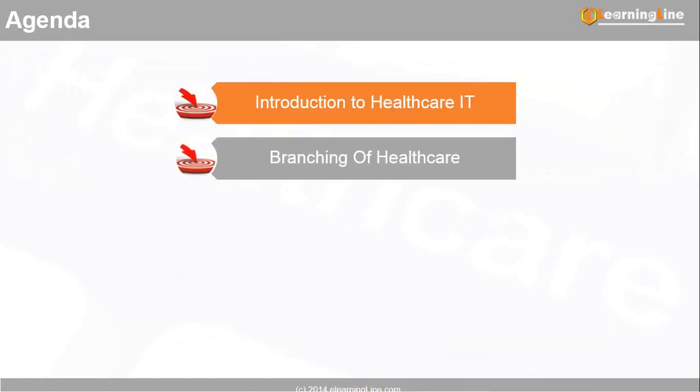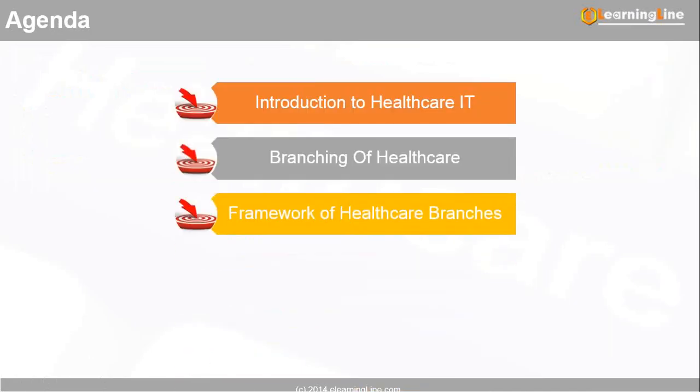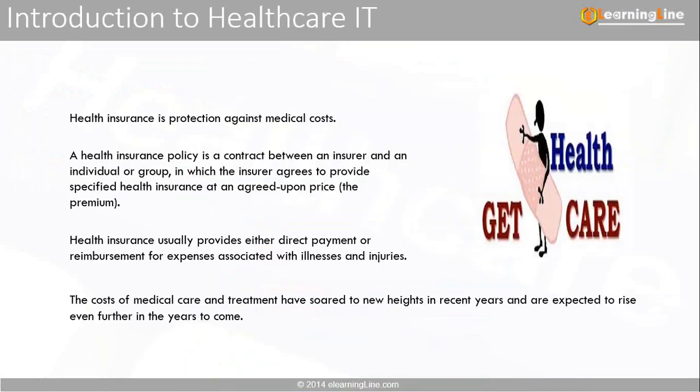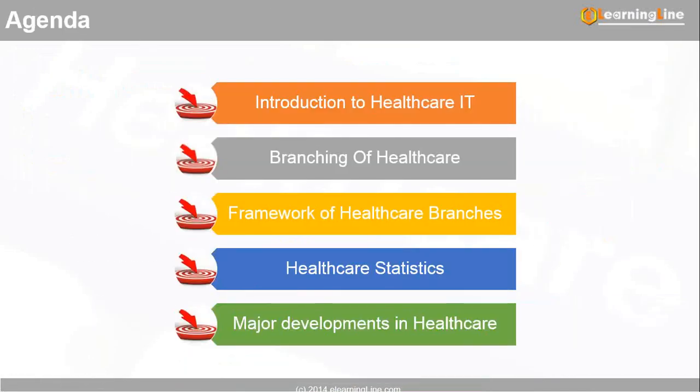So as part of this session, we are going with the introduction of healthcare IT, then branching of healthcare, framework, and then healthcare statistics. What are the major developments which are happening in the industry? These are some of the areas through which we are able to understand the basics of the industry, so that when we move on to the advanced implications, we understand those details.